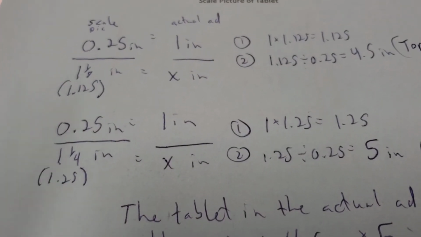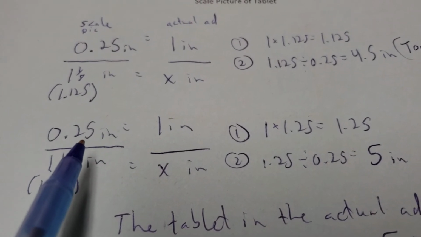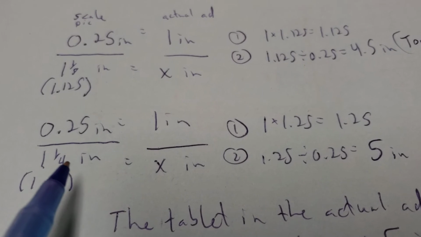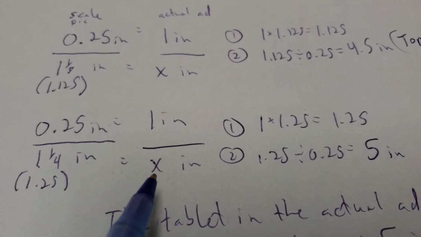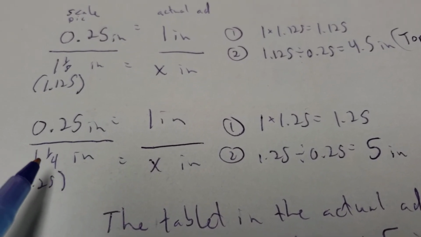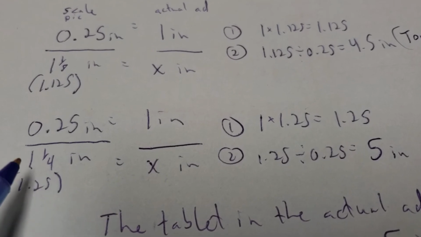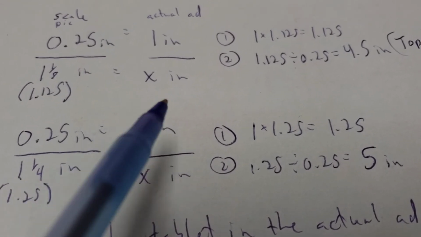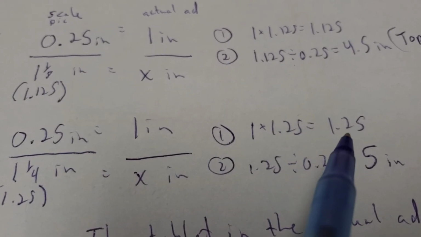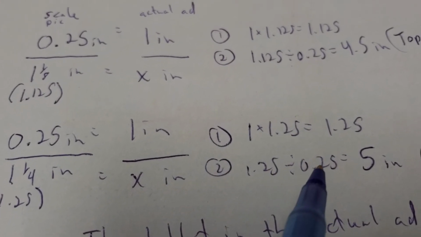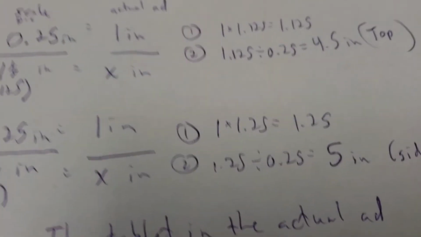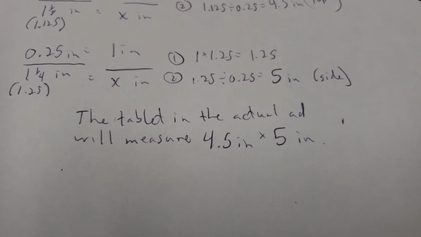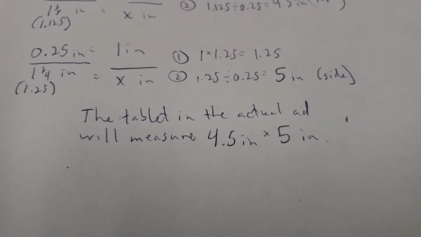Same kind of thing I'll do in the other one. The scale they told me up in the original problem, 0.25 inches equals 1 inch. So 1 1/4 is going to equal how many in the ad? Well, take 1 divided by 4 and you get 0.25, so 1 1/4 is actually 1.25. So cross multiply 1.25 and 1, you get 1.25. Divide your answer by 0.25, our leftover number, and we get 5 inches for the side measurement. So the tablet in the actual ad will measure 4.5 by 5 inches.